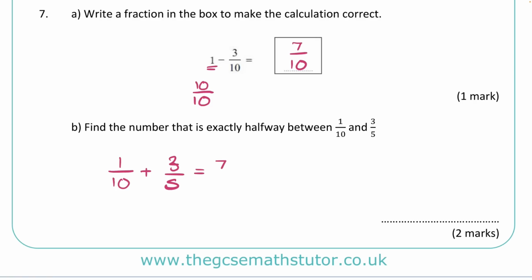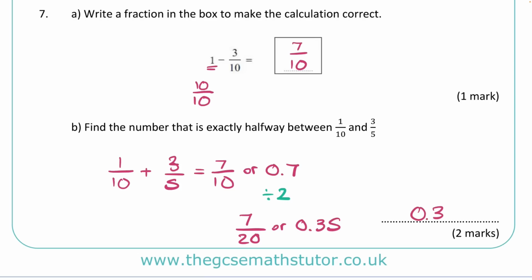That adds up to 7 tenths. Or you could write that as a decimal, 0.7. And if we want to find what's in the middle, we just need to divide that by 2. Now, it doesn't matter which one you divide by 2, because hopefully it's already in your calculator. You can just press divide by 2, hit the equals button, and we can either write our answer as a fraction, which would come out as 7/20, or you could write it as a decimal, and that is 0.35. I'm going to write the answer as a decimal, even though the question is given to me as a fraction.